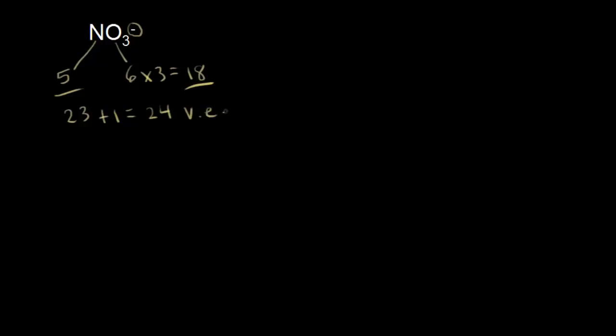So we know that nitrogen is going to go in the center because oxygen is more electronegative. Nitrogen is bonded to 3 oxygens, so I can go ahead and put them in there like that. And let's see, how many valence electrons have we represented so far? 2, 4, and 6. Therefore, 24 minus 6 gives us 18 valence electrons left over.